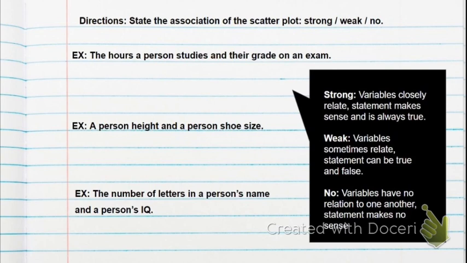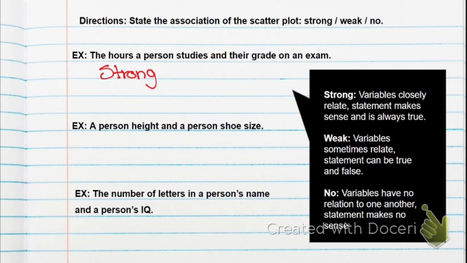The first one says the hours a person studies and their grade on the exam. The more you study, the better your grade. So therefore, that is going to be a strong relationship because you can tie those two together. Because if I study more, I'm guaranteed to make somewhat of a better grade.